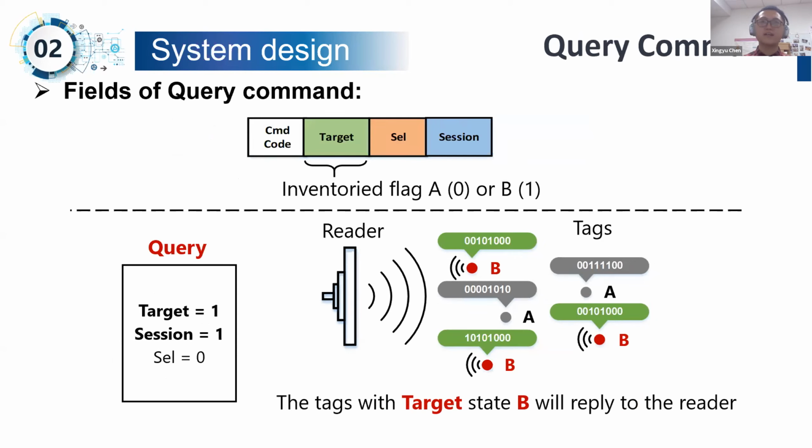The second function is the query command. By using this command, we can let tags with state A or B reply to the reader. Query command has 3 fields. The field CH means which inventory flag to be used. The field target determines which tags will respond, where 0 means the state A and 1 means the state B. In this example, all tags with flag B will reply to the reader. In this paper, we didn't use the SEL field, so I will not introduce it here.